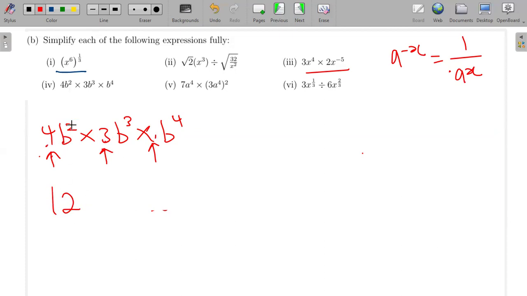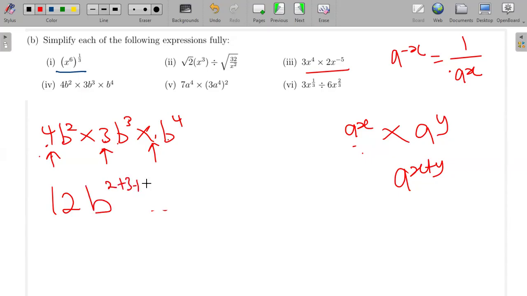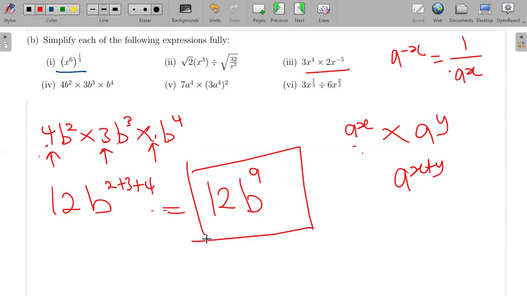And then I have b to the power 2, b to the power 3, b to the power 4. So remember we said if I have the same base like that, and I'm multiplying, you can just add their powers. So it becomes a to the power x plus y. That's what we're going to do here. We're going to write just one b, and then we're going to say 2 plus 3 plus 4. So this is going to give me 12b to the power 9. So this is the final answer there.